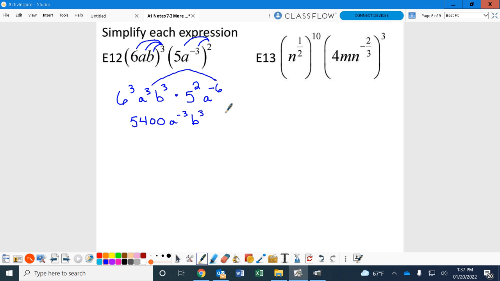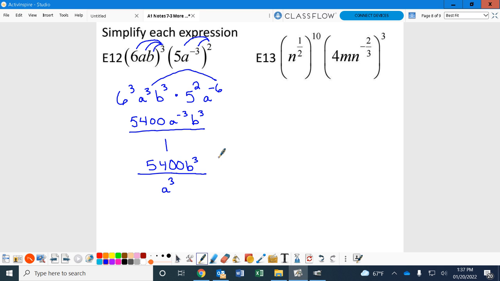What's wrong with it? We're not done. Why aren't we done? There's a negative exponent. You can't leave a negative exponent in your answers, guys. I keep repeating the same thing. The 5400 is just regular old 5400. It's been there. Don't change it. The a to the -3 has got to go to the bottom, become a to the 3. The b has a positive exponent, so it's going to stay on the top. Guys, you got to know when you're done. Got to know that it's got a negative exponent. You got to move it.